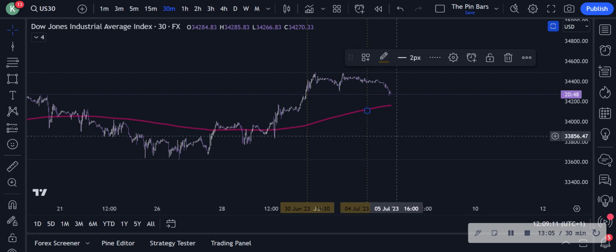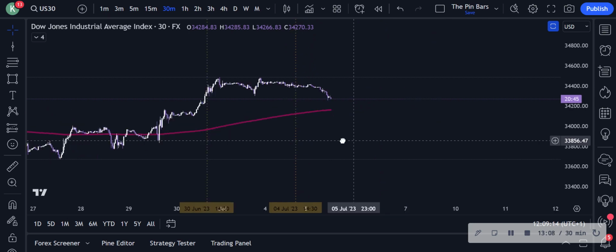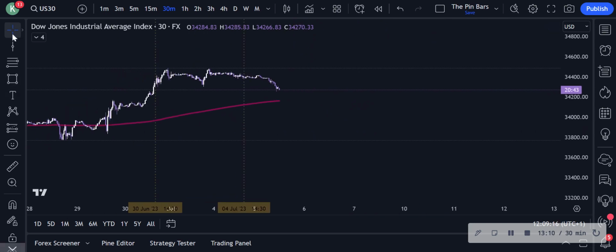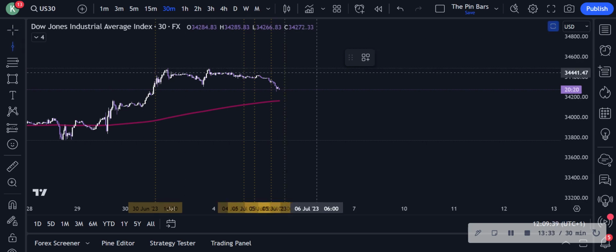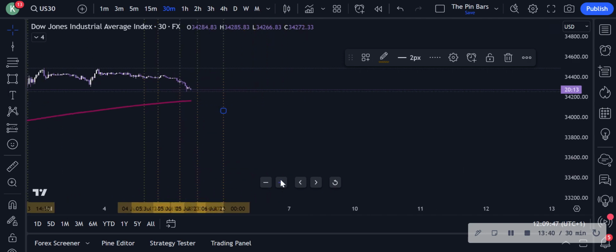New York, and then I'm going to start off with the 5th of July. That's today. That is Asian, and then we had London, and then we have New York at 2:30 and New York close. There we go. Okay, guys, so I've marked up all the different sessions.